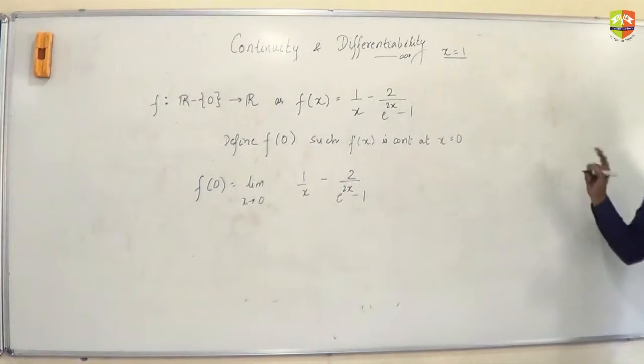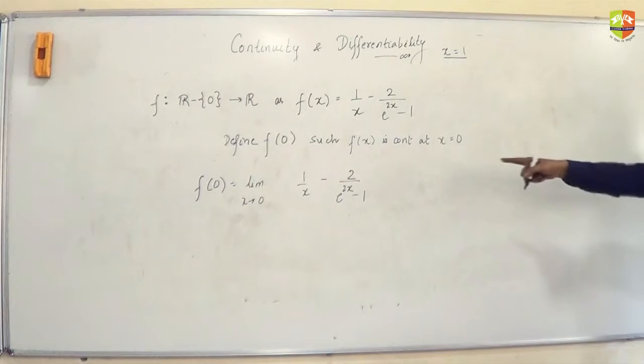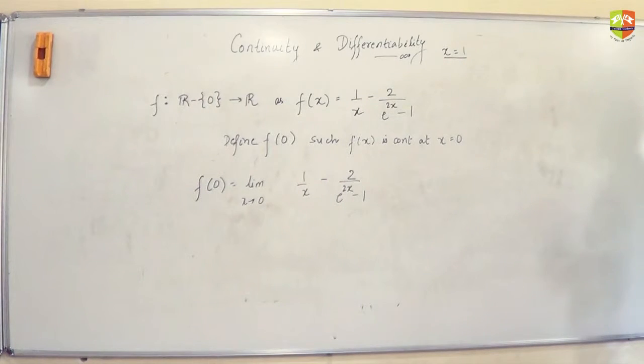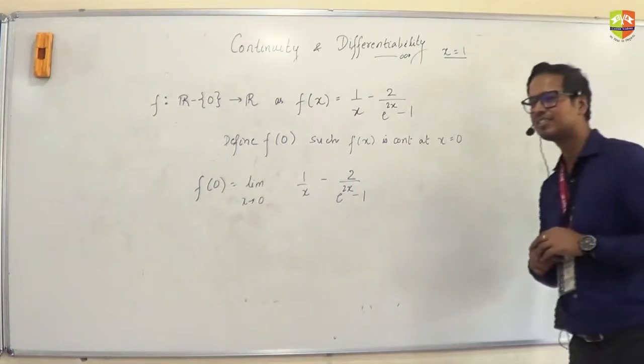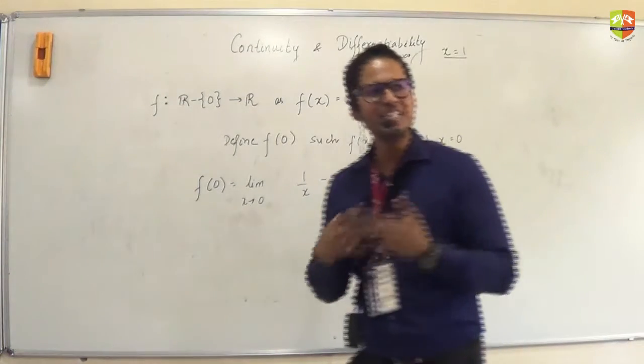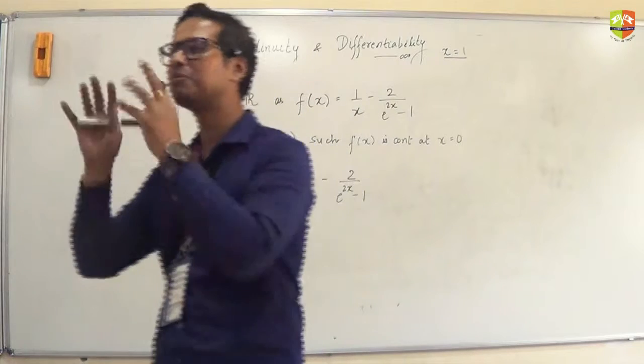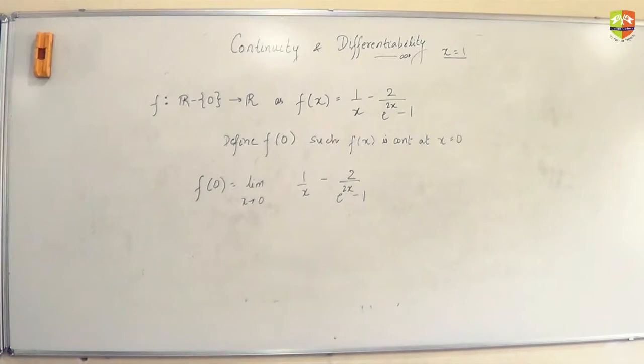Out of those 7 indeterminate forms I gave you, which one does this follow? Infinity minus infinity. Absolutely. But the problem is that in our class 11th NCERT curriculum, we only did 0 by 0. The other 6 forms were ignored, neglected. So how do you still solve this?